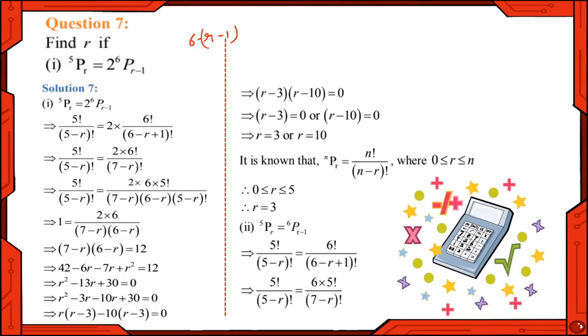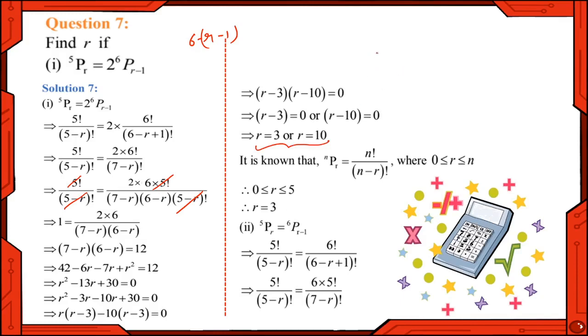6 factorial can be written as 6 into 5 factorial, so that we cancel out these two terms. Factorial (5 minus r) is as it is on the left side, and factorial (7 minus r) we can open it. We keep on subtracting 1. So (7 minus r) into (6 minus r) into factorial (5 minus r), so that we cancel out these two terms as well. It is equal to 1, and this thing cross multiply, make a quadratic equation, middle term split, and find the values of r. We are getting r as 3 and 10.